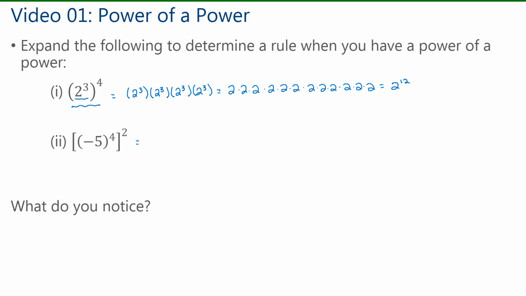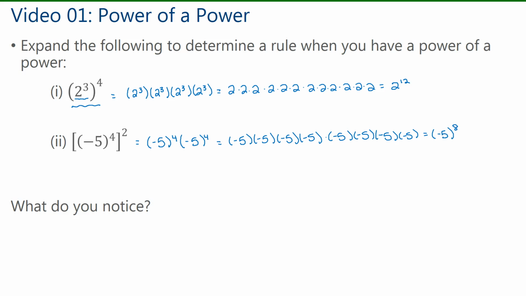Now for number 2, I have negative 5 to the power of 4, all squared. So negative 5 to the power of 4 is being multiplied by itself. Now if I expand out negative 5 to the power of 4, then I have negative 5 being multiplied by itself 4 times, giving me a total of 8 negative 5's. This is negative 5 to the power of 8.